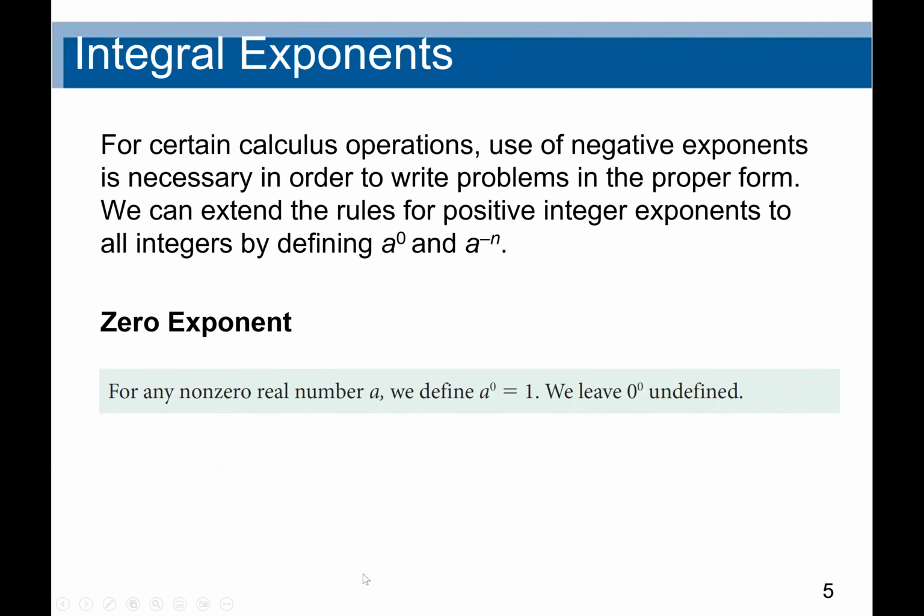Now we say for certain calculus operations, the use of negative exponents is necessary in order to write problems in the proper form. Again, we're going to see an example of what we mean by that. So sometimes we can extend the rules for positive integer exponents to all integers by defining a to the power 0 and a to the power negative n. Now we have a 0 exponent. This is way back to elementary algebra. A to the power 0, any value raised to the power 0, the answer is 1.